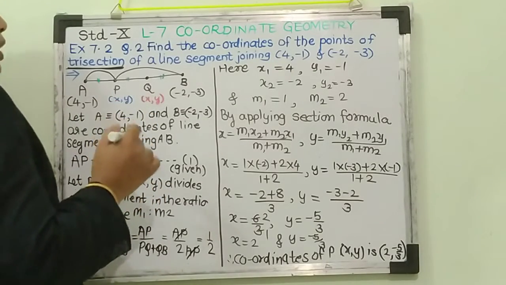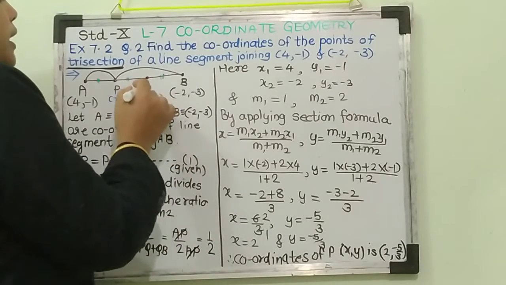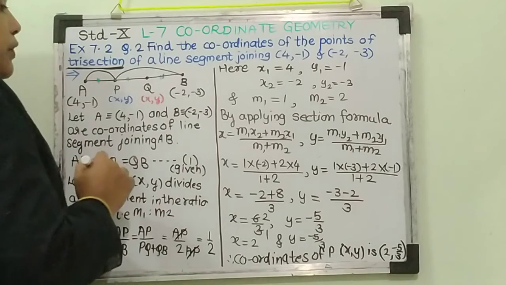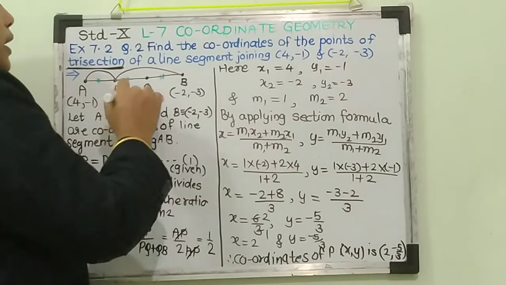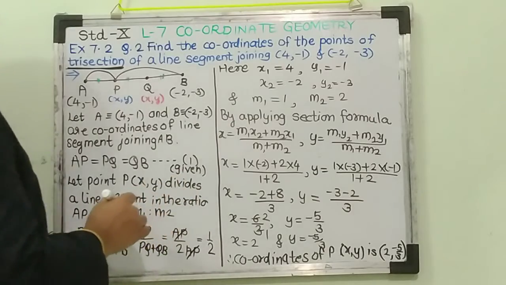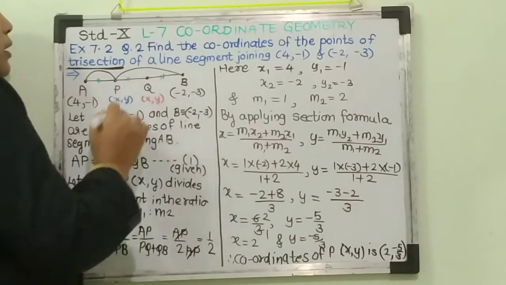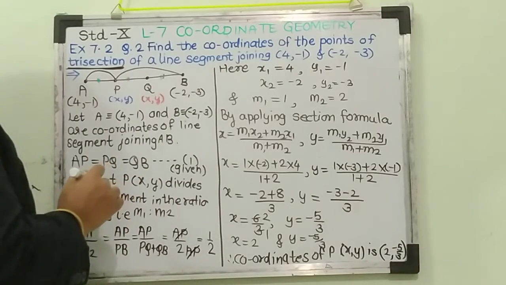In this way, now we are going to apply the section formula to find the coordinates of Q. Before that, you are going to copy down this. So I am waiting for your copy. I am waiting 1 minute. So copy down fast.